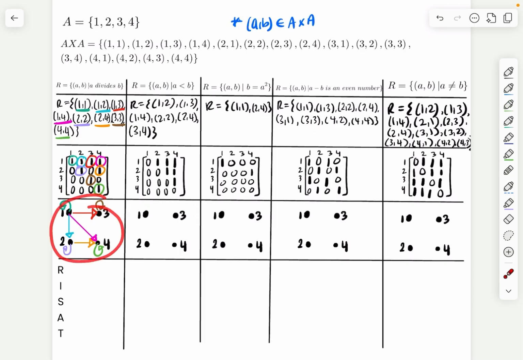And we call this a directed graph or a digraph because the arrows are directed. It's not like 1 and 4 are connected this way. There's an arrow that says, okay, we're going from 1 to 4. There's a distinction. Now let's find the graphical representation of this relation.